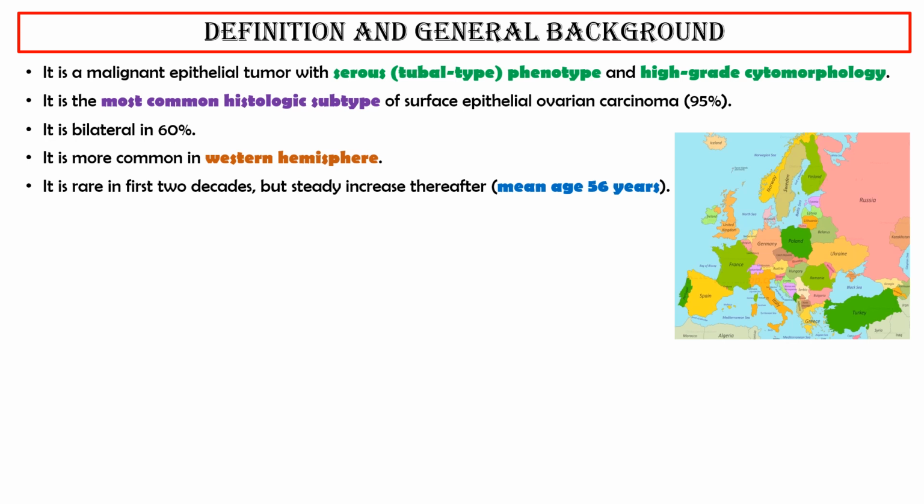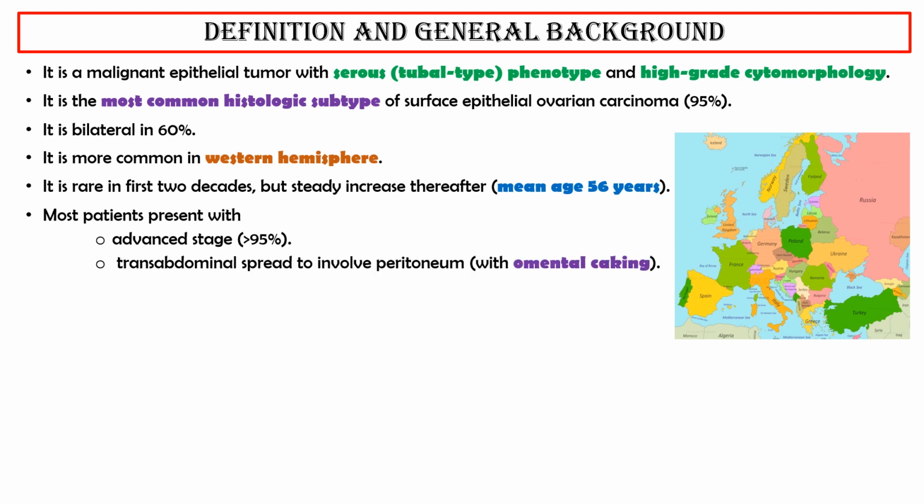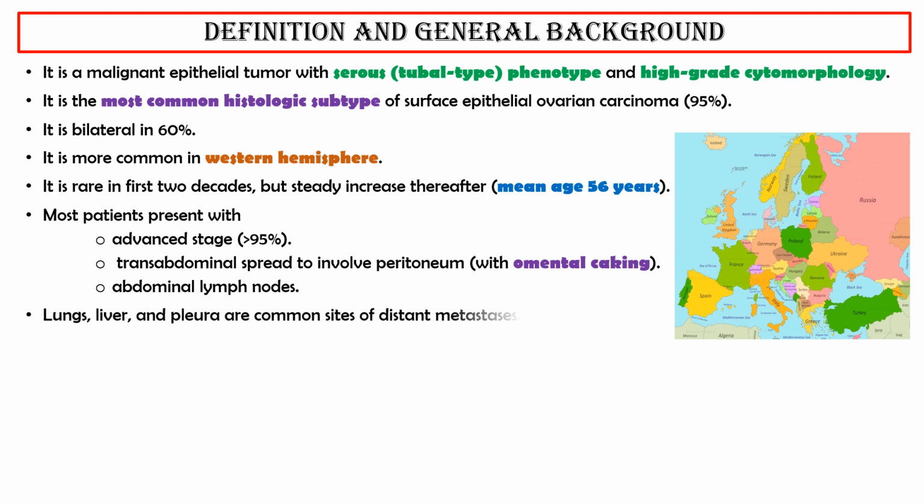Mean age 56 years. Most patients present with advanced stage, more than 95%, with transabdominal spread to involve the peritoneum with omental caking, and abdominal lymph nodes. Lungs, liver, and pleura are common sites of distant metastasis.